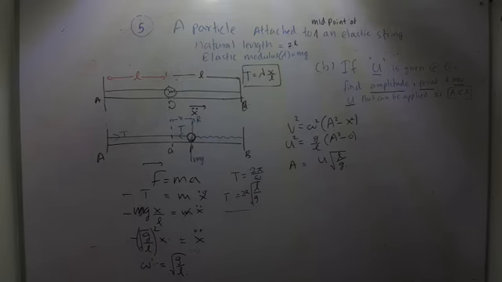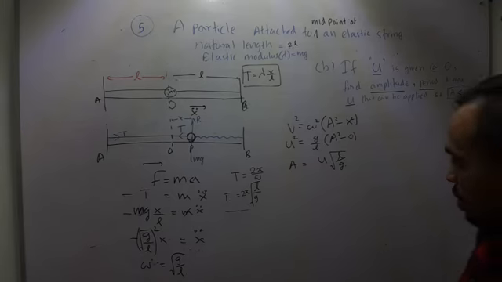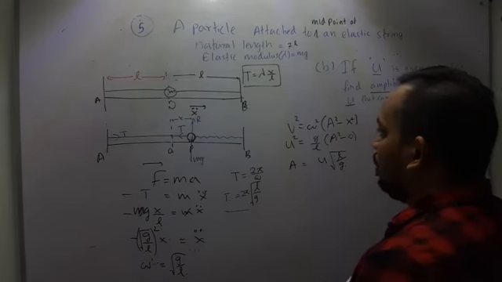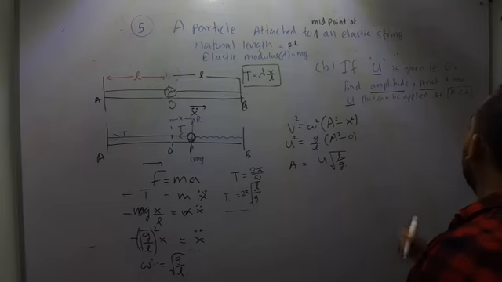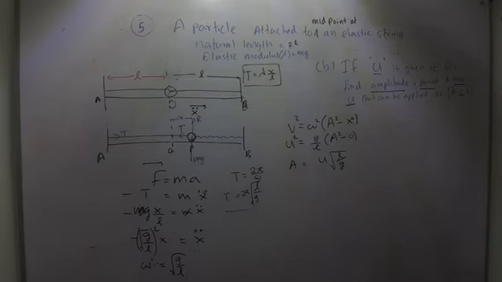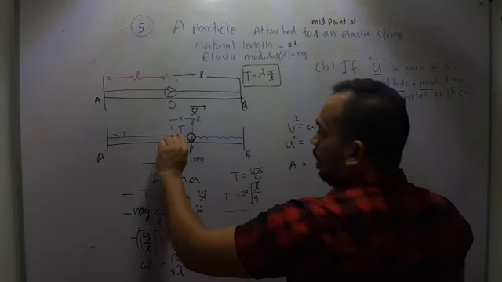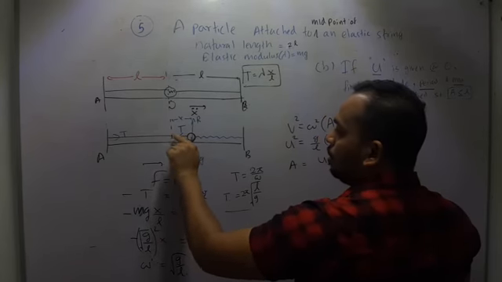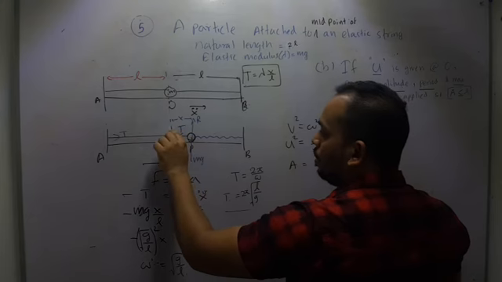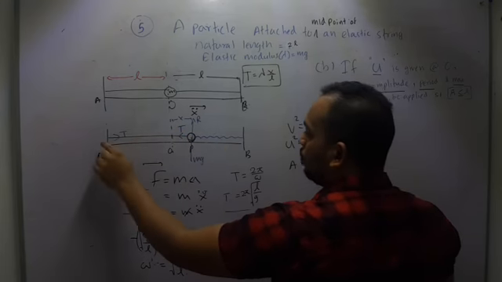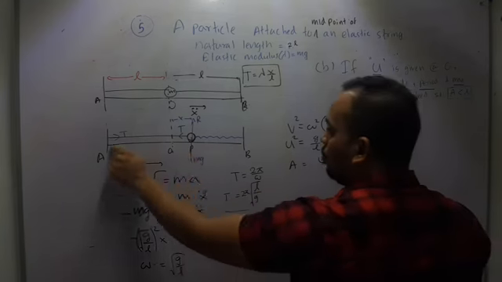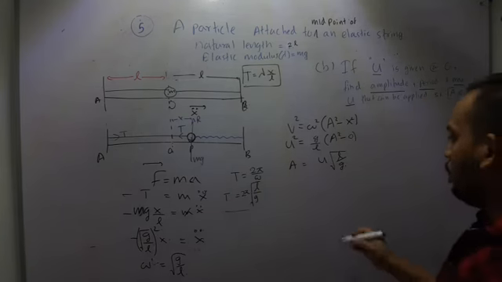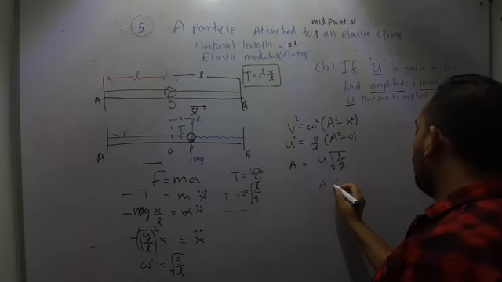Then the maximum U that can be applied such that A is less than L. So what does that mean? That means you're going to restrict A to less than L. Whatever the velocity that is given to the particle, it must not hit these boundaries. It must not hit the boundaries here. So therefore, A should be less than L.